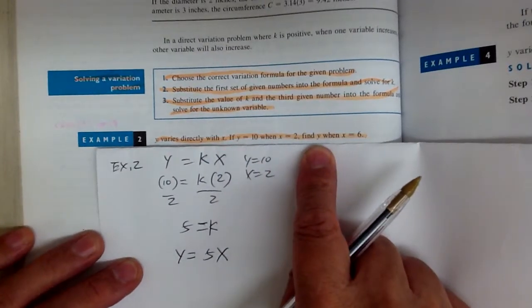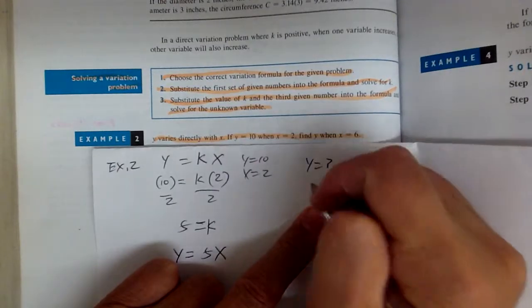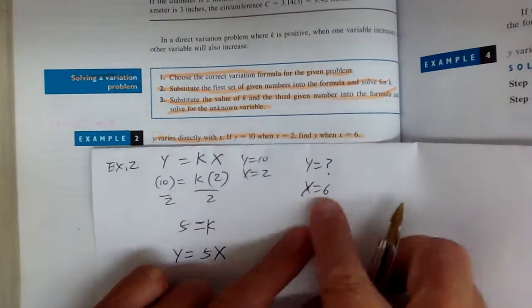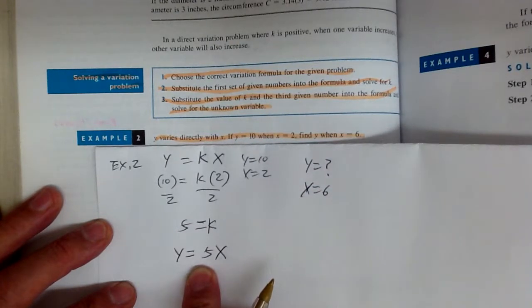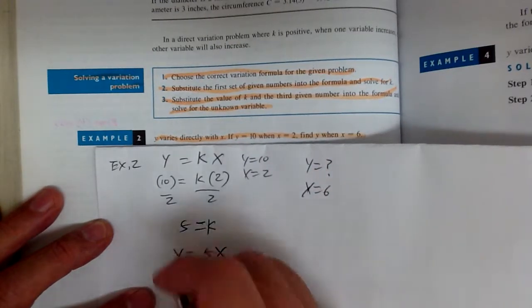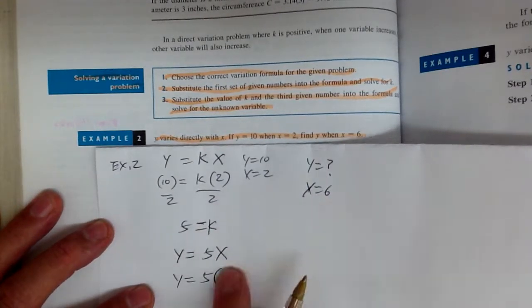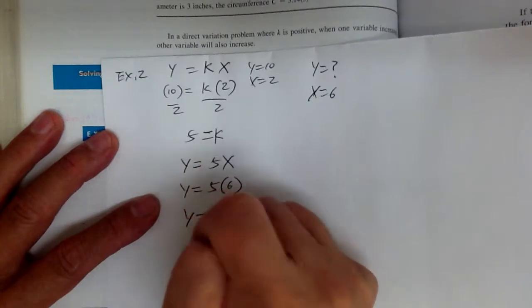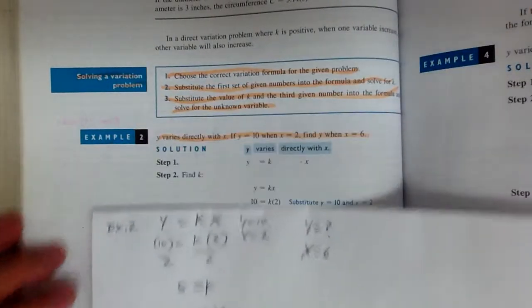So next part, it says find y. So here you're looking for y, right? So find y when x equal to 6. Okay, so that's what you're doing. So it means you're going to substitute this into the updated equation to solve for y. So y equal to 5 times, it tells you x equal to 6, right? So substitute. So y will equal to 30. Okay, and that's it. Okay, so let's continue.